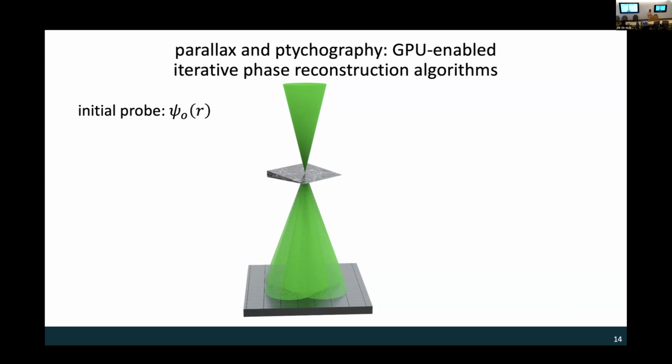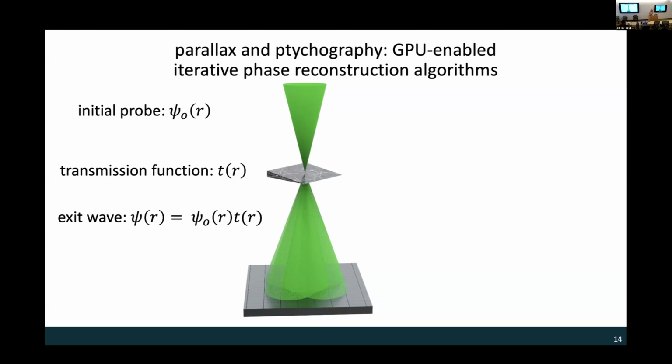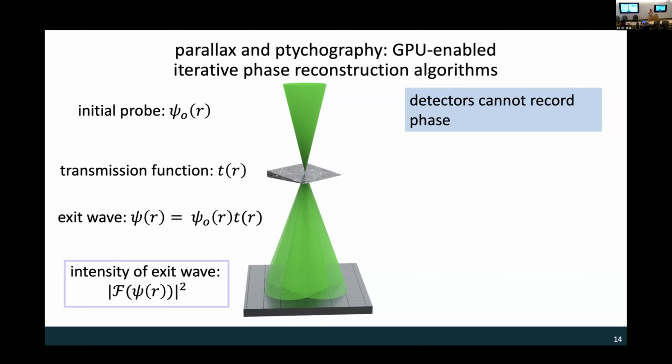This is complex. Our sample has a complex transmission function. It creates a complex exit wave. And our detectors do not record the phase. We only record the intensity. And this is not just an electron microscopy specific problem. It plagues lots of different fields.